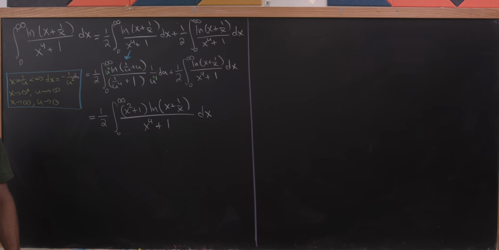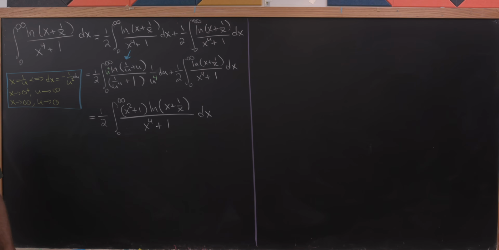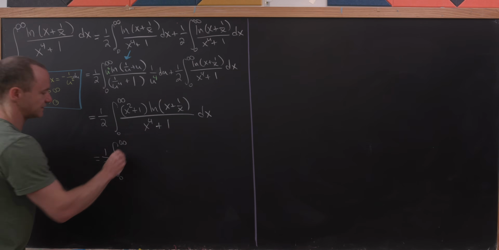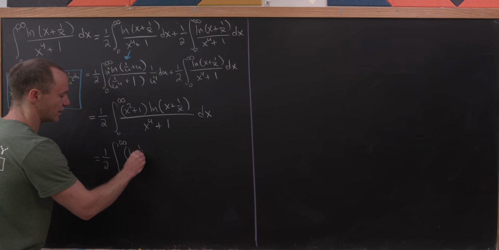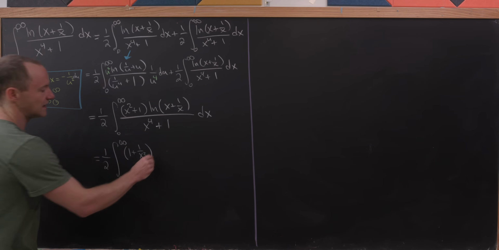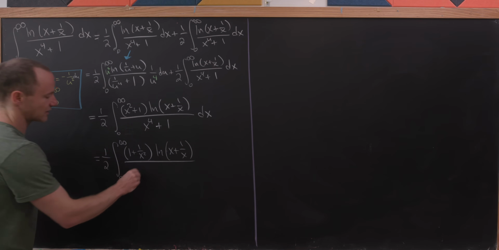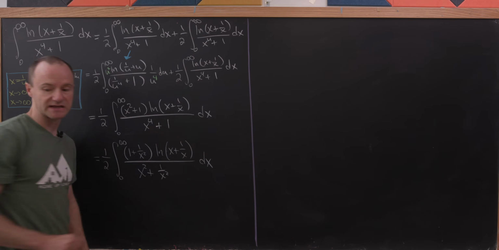So now what I'll do is divide the numerator and the denominator by x squared. That's going to put this into a slightly better form for us. So in fact, what is it going to look like? We're going to have 1/2 and then the integral from 0 to infinity. So now this right here is going to look like 1 plus 1 over x squared. And then I have the natural log of (x plus 1 over x). And then down here, I'm going to have x squared plus 1 over x squared, then dx out back.